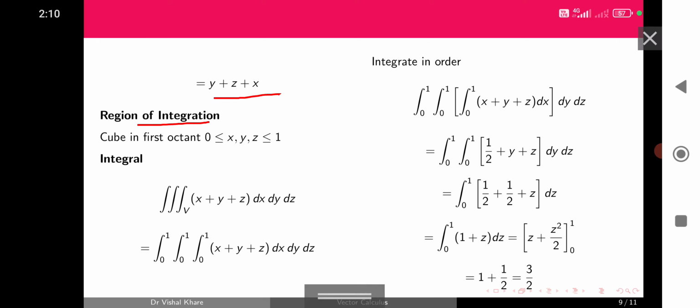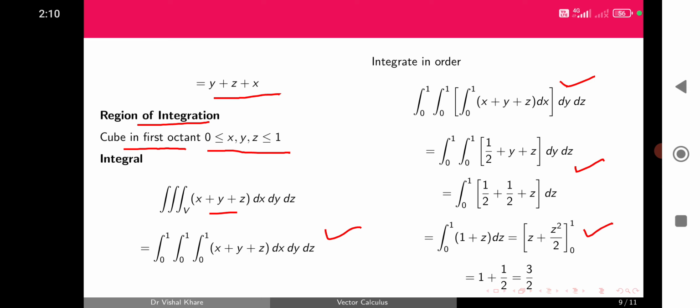The region of integration, the cube in the first octant, is 0 less than or equal to x, y, z less than or equal to 1. So we'll put the value of divergence F here. Again, we'll integrate this with respect to x first, then with respect to y, then with respect to z. So we'll get the final answer 3 by 2.